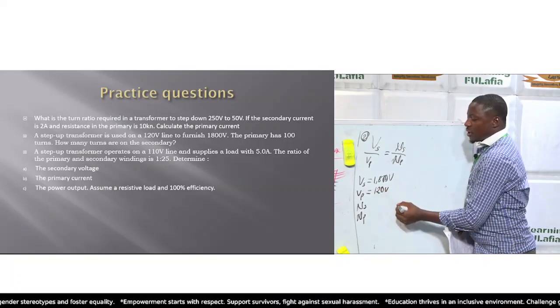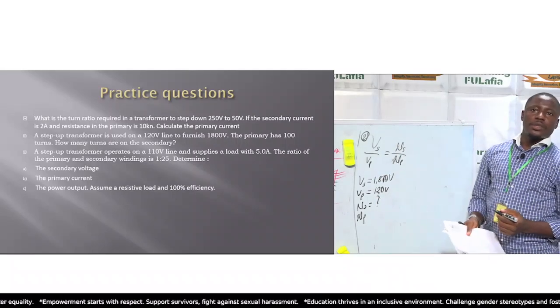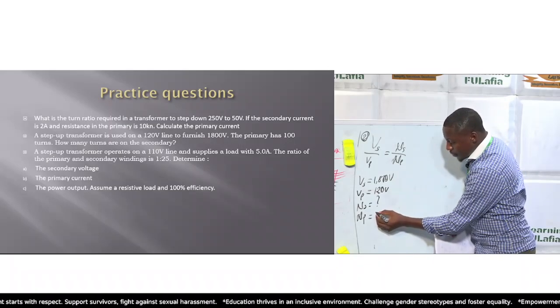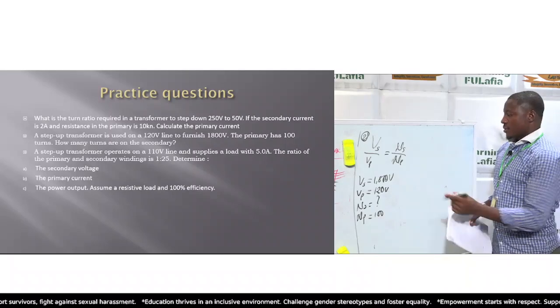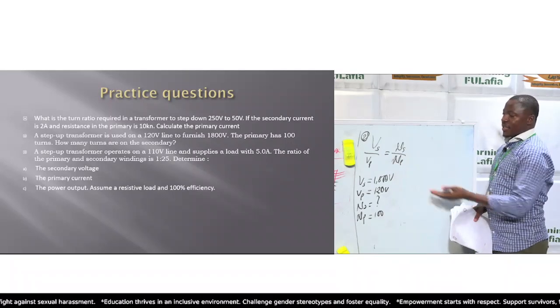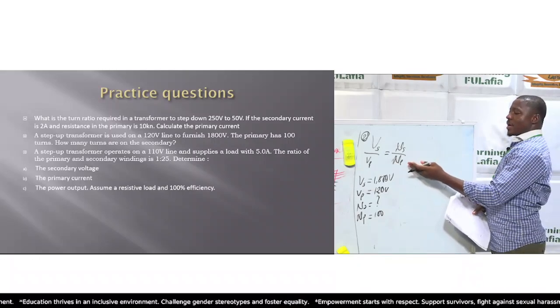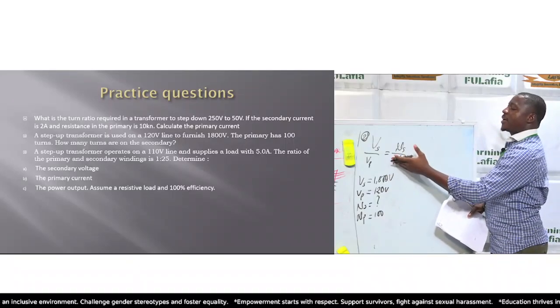And for the primary, which is lower, it is 120 volts. Now the question asks you to calculate the number of turns in the secondary, but they gave you the number of turns in the primary to be 100 turns. So all you have to do is key in your parameters in this equation and solve your problem. Or you can easily make Ns the subject of formula, and then solve the problem.